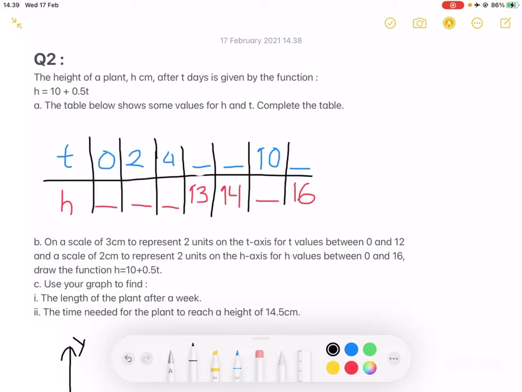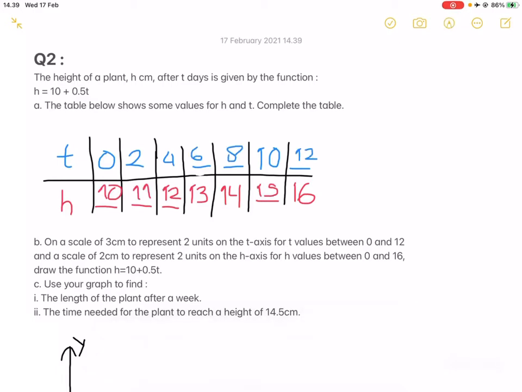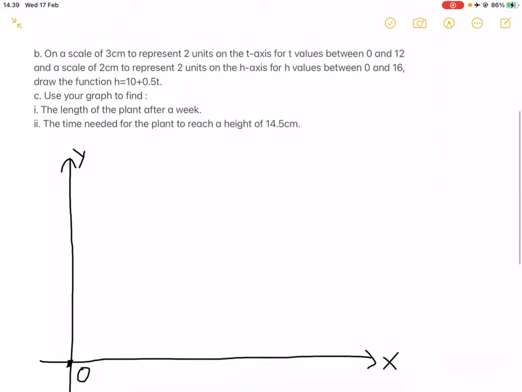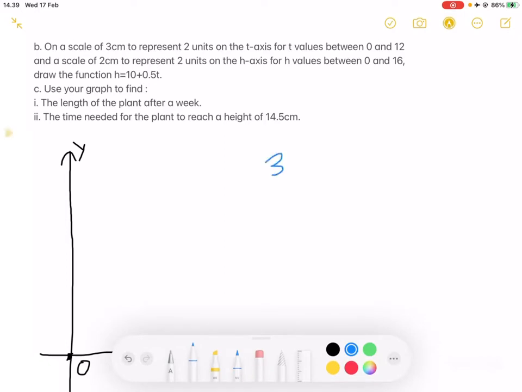And after you have done that, part B is the drawing part. On the scale of 3 centimeters to represent 2 units, I'll just write that on the side for the t-axis. I'll just write t is 3 for 2 units, and keep in mind t values between 0 and 12, and a scale of 2 centimeters to represent 2 units on the h-axis. So let's just write that scale.